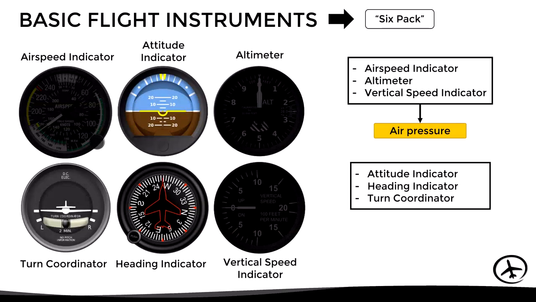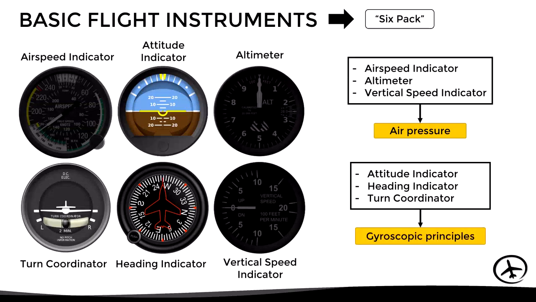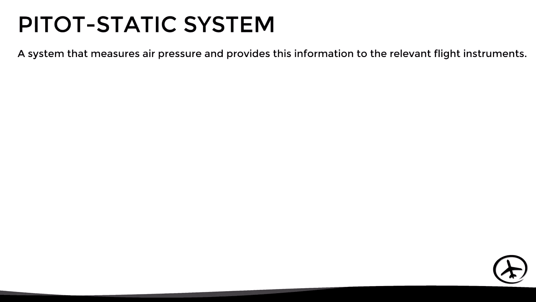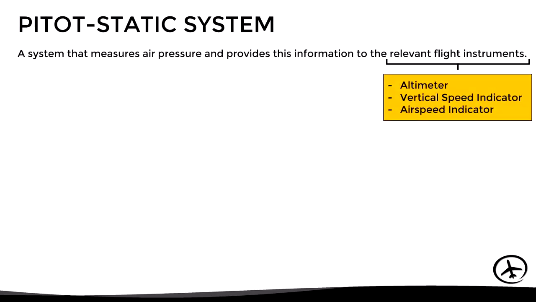While on the other hand, the attitude indicator, the heading indicator and the turn coordinator rely on gyroscopic principles to work. In this particular video, we are going to focus on the system that allows us to measure the air pressure to power these 3 instruments, which is known as the Pitot static system. This system then measures the air pressure and provides the information to the relevant flight instruments.